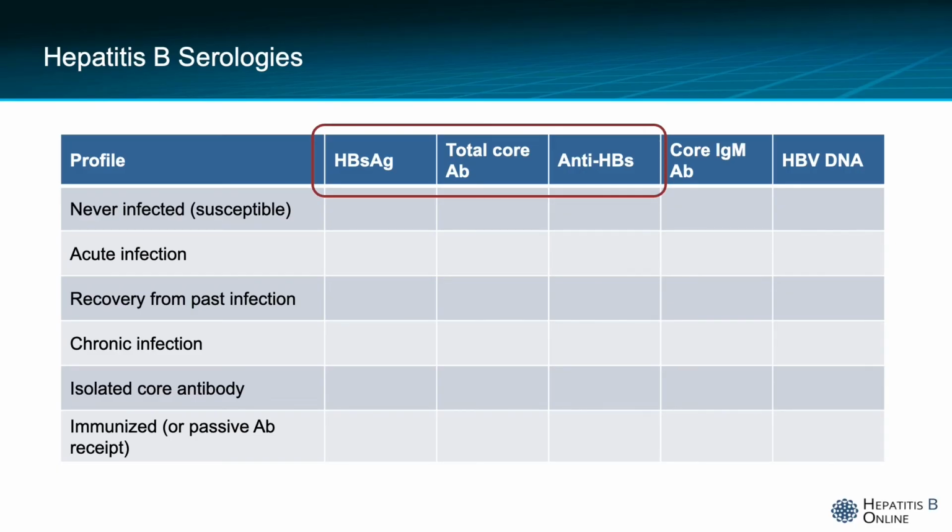Once you understand this evolution, you can distinguish various profiles based on the pattern of serologic markers. As a reminder, the best set of tests to sort out these profiles is the standard trio of surface antigen, core antibody, and surface antibody. Core IgM antibody and Hep B viral level and other tests are considered secondary diagnostic tests. I have included these here to underscore differences in a few of these profiles, but they are not always needed.